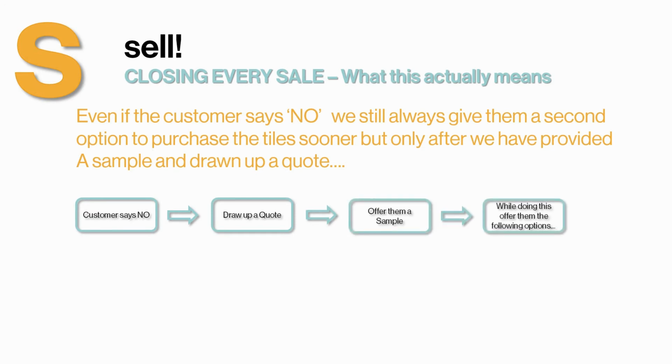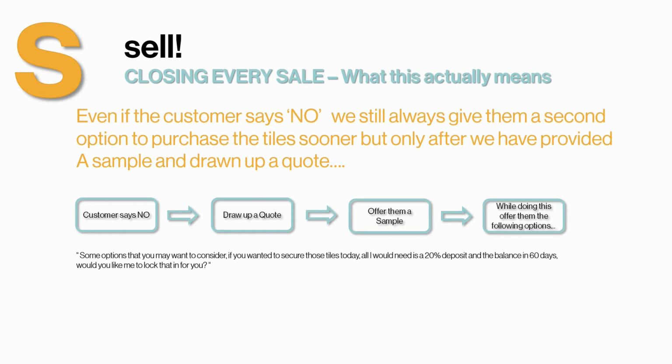And while doing this, we offer them the following options. And these are possibly scripts that we might need to learn off by heart so that it just rolls off the end of our tongue every time. Let's have a look at those examples. Some options you may want to consider. If you wanted to secure those tiles today, all I would need is a 20% deposit and the balance in 60 days. Would you like me to lock that in for you?